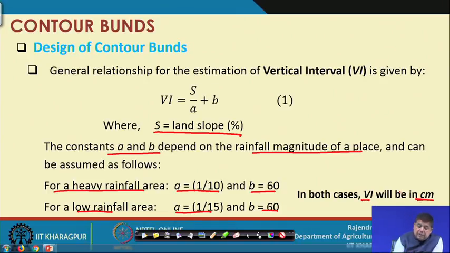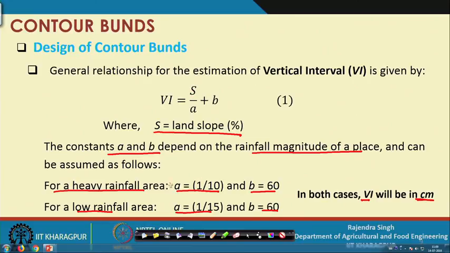Remember, because it is an empirical equation and these constant values are already given in an empirical form, we have to always remember the units. So, S has to be in percent, and the resultant VI will be calculated in centimeters if we use these values of A and B for heavy or low rainfall areas while using the general relationship. So, that we have to remember.